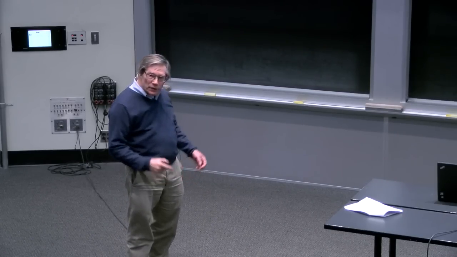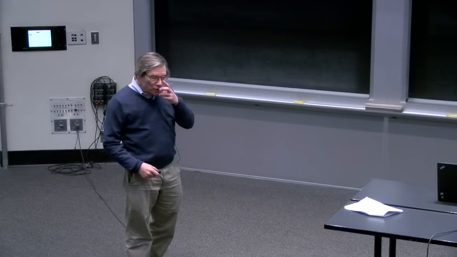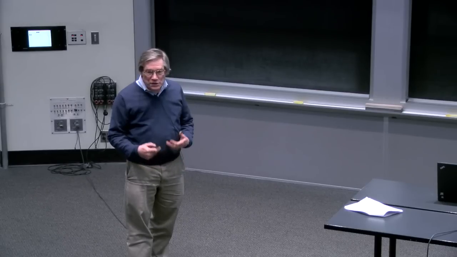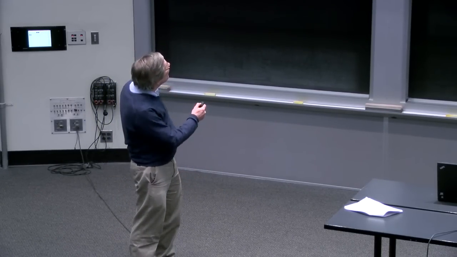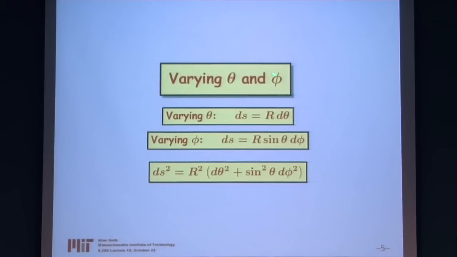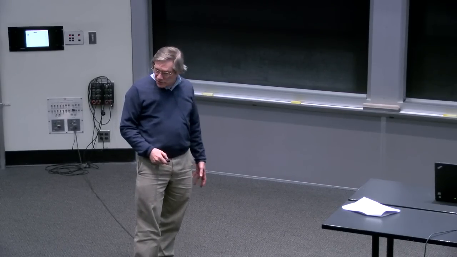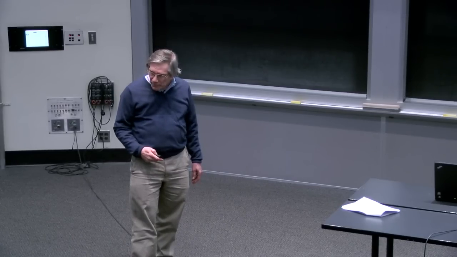Then, to put them together, we notice that these two variations are orthogonal to each other, which you can see pretty directly from the diagram. So if we do both of them at the same time and ask what's the total length of the displacement, it's just a simple application of the Pythagorean theorem, and we get the sum of the squares. So varying theta gives us r d theta, varying phi gives us r sine theta d phi, and putting them together, we get ds squared equals r squared times d theta squared plus sine squared theta d phi squared. And that's the standard metric for the surface of a sphere in polar coordinates. So that was a warm-up.